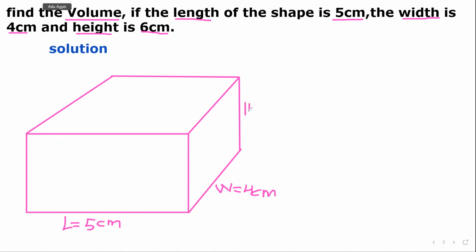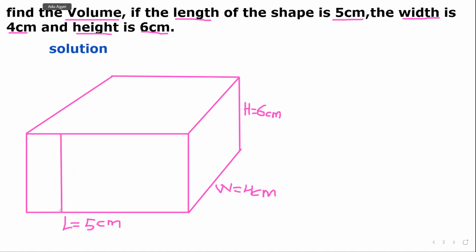The height is 6 centimeters. Now, before you state the formula, since the length is 5, which means that the length must be divided into 5 groups. So you don't waste time here. You divide the length into 5. So you have your lines to divide the length into 5.